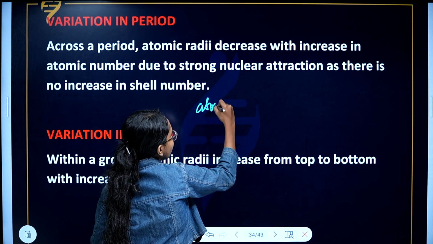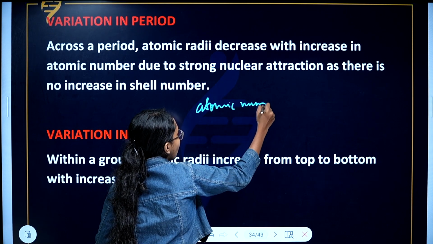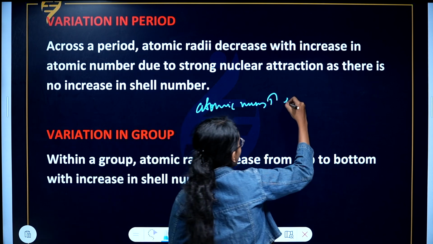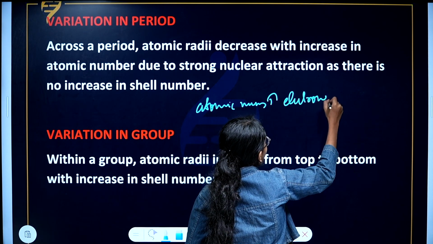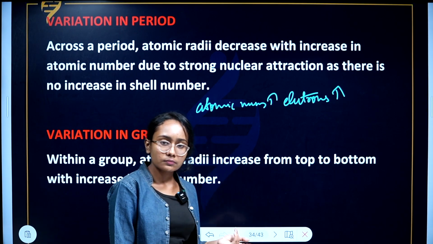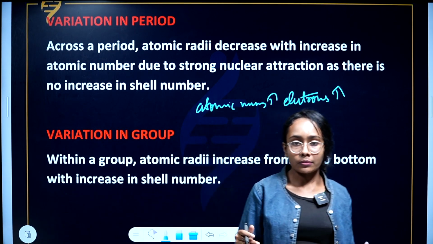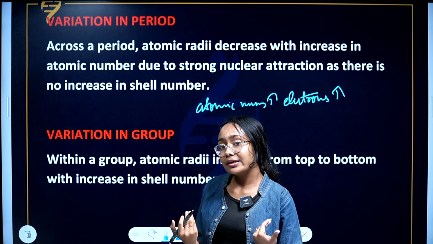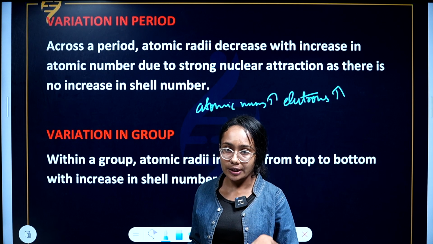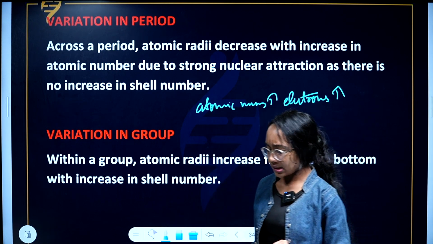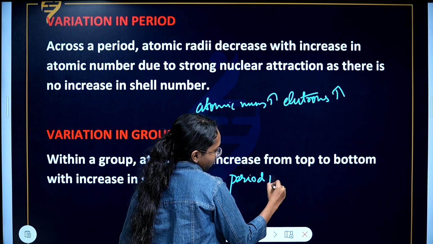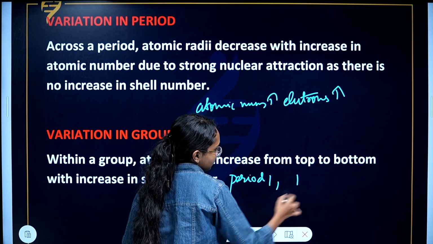atomic number increases. As atomic number increases, what increases? Electrons, the number of electrons increases. Will the shell number increase or decrease along a period? No, wrong. It remains constant. Shell number isn't changing. Because in period 1, we have one shell.